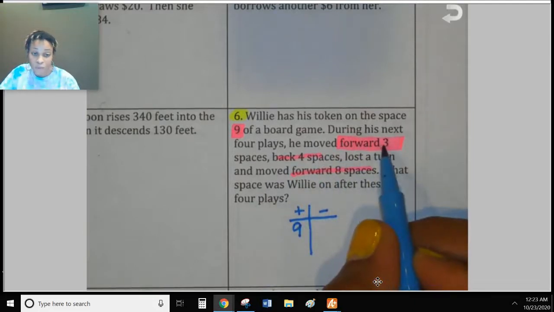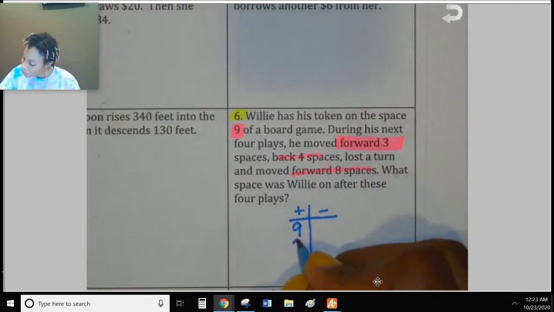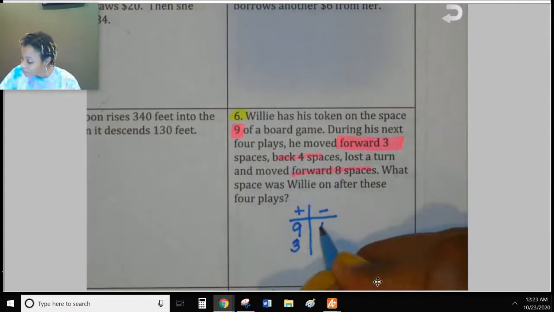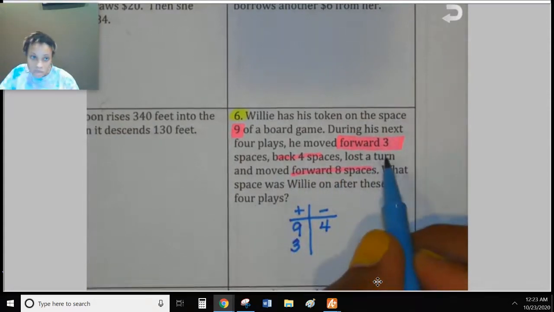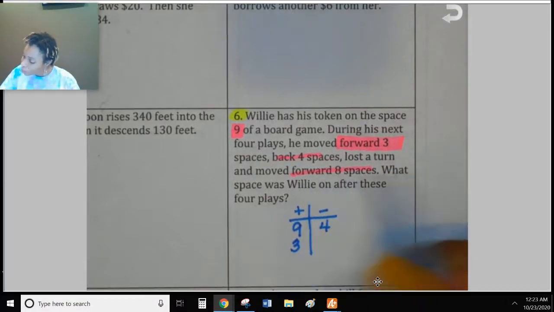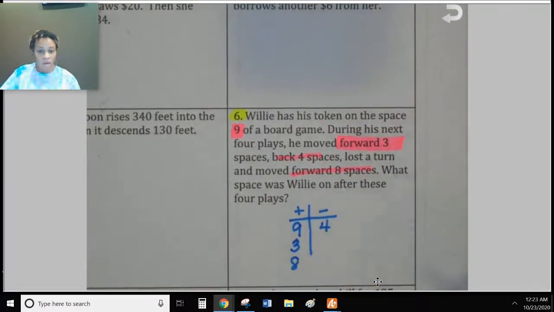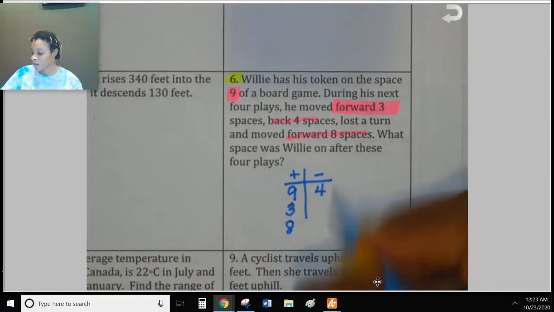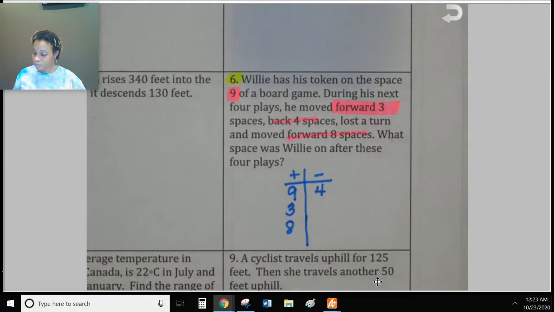So if I move forward, that's a positive, so that goes on the plus side. He moved back, that's a negative. He lost the turn, so that doesn't count, okay? And then he moved forward 8. Awesome. So on our plus side, we have 9, 3, and 8, and on our negative side, we have 4.